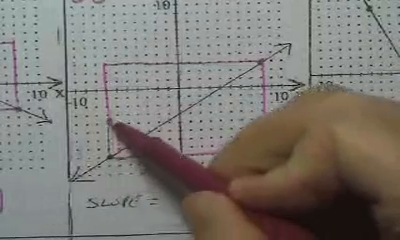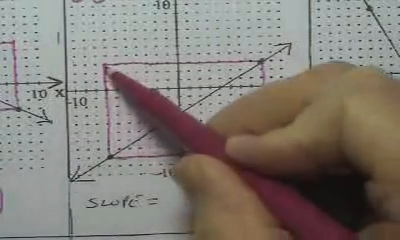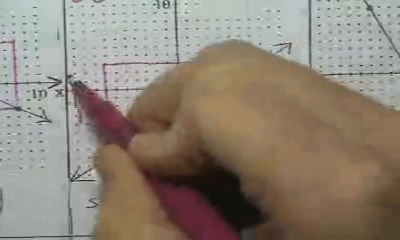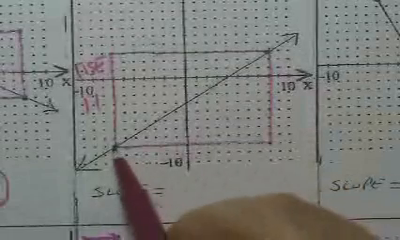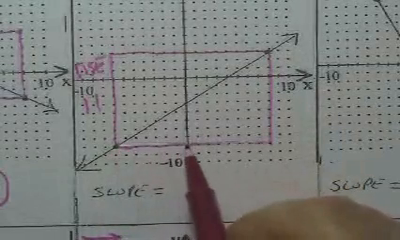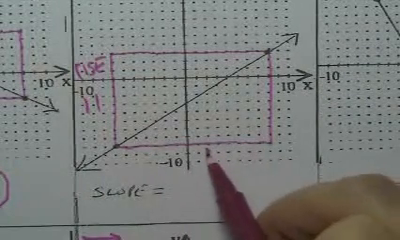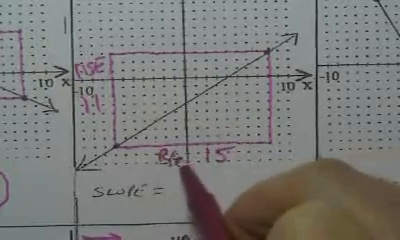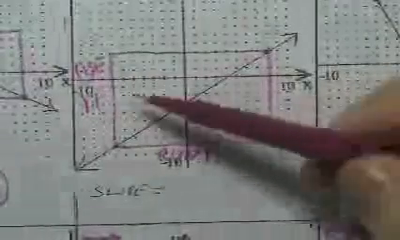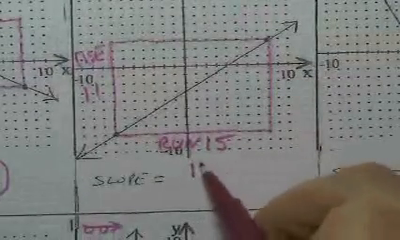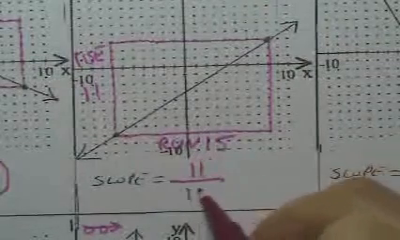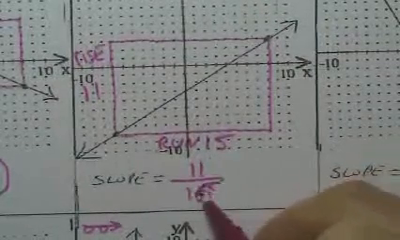1, 2, 3, 4, 5, 6, 7, 8, 9, 10, 11. It's 11. Remember that we refer to that as the rise. And then how long is it? 1, 2, 3, 4, 5, 6, 7, 8, 9, 10, 11, 12, 13, 14, again 15. Okay, and that's called the run. Rise and run. 11, 15. So the number we put down first is 11. That's the height of it. And then over the run, 15. So it's 11 over 15.